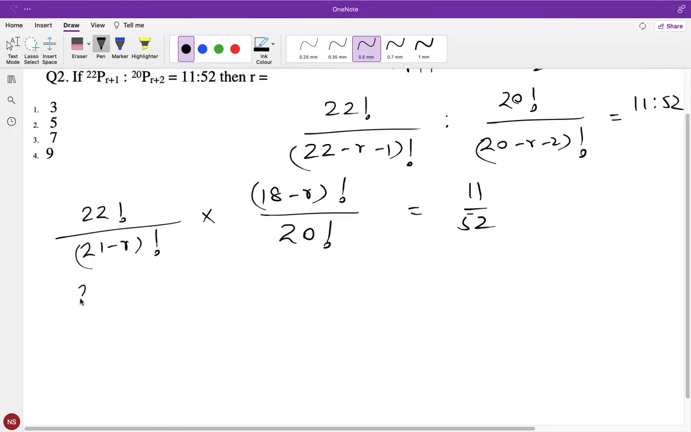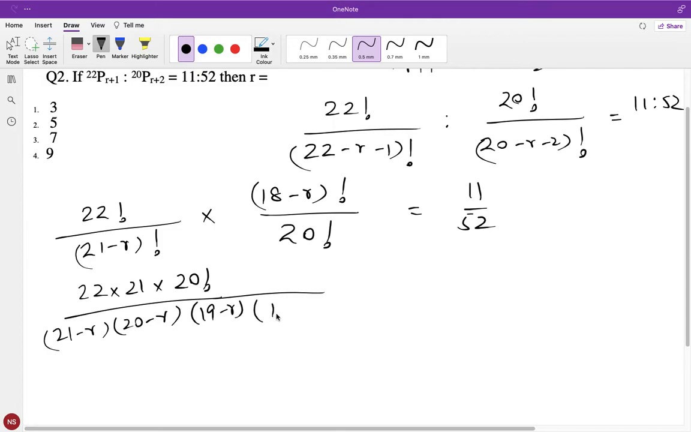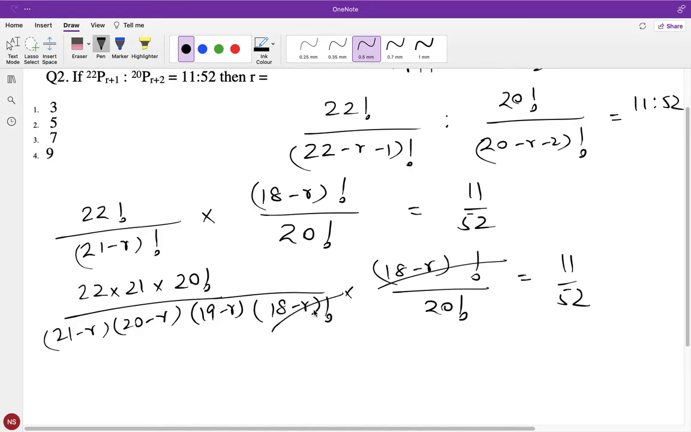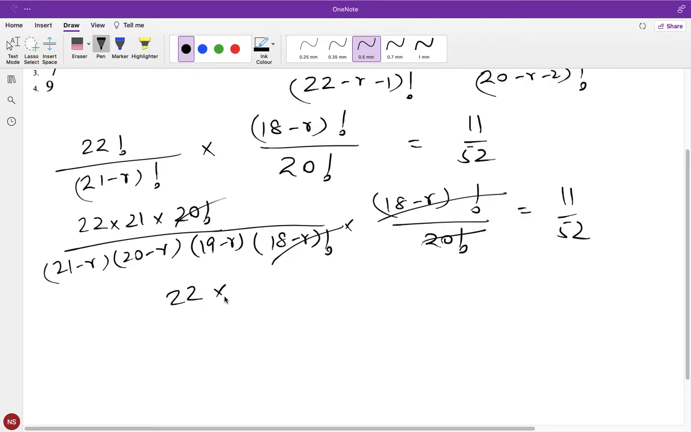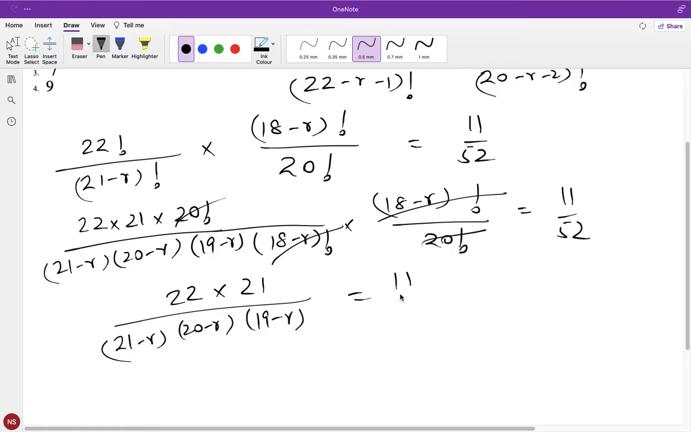Now let us expand this. 22 times 21 times 20 factorial. This is 18 minus r factorial. If I have to expand this, 21 minus r, 20 minus r, 19 minus r, and 18 minus r factorial, divided by 20 factorial is equal to 11 by 52. This is cancelled and this is cancelled. So now what do we have? We have 22 times 21 by 21 minus r, 20 minus r, 19 minus r is 11 by 52.